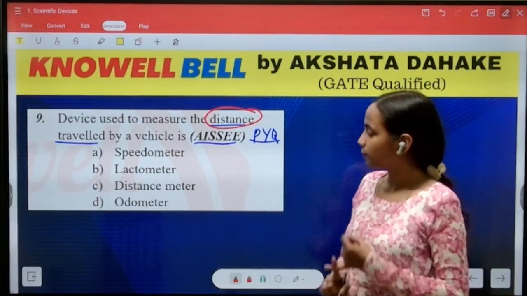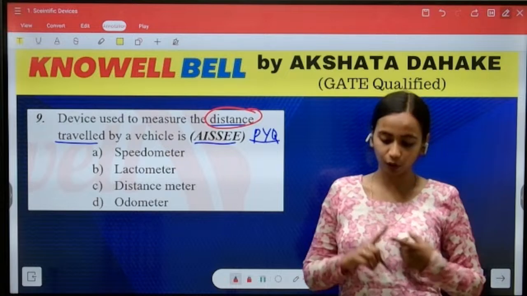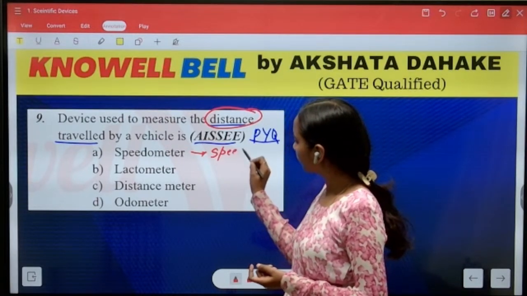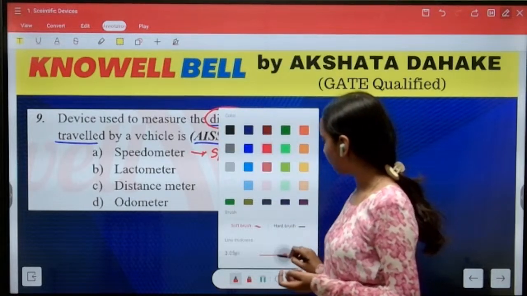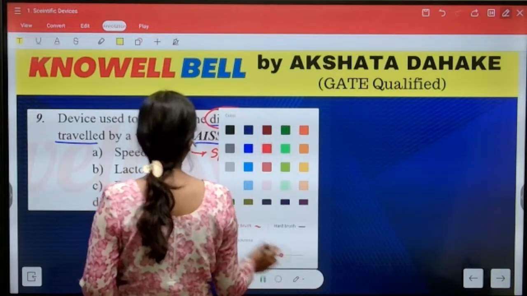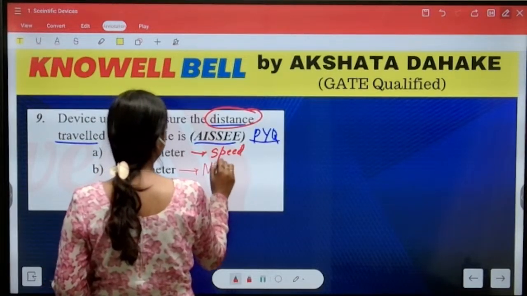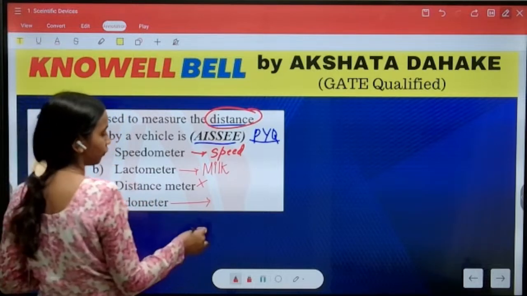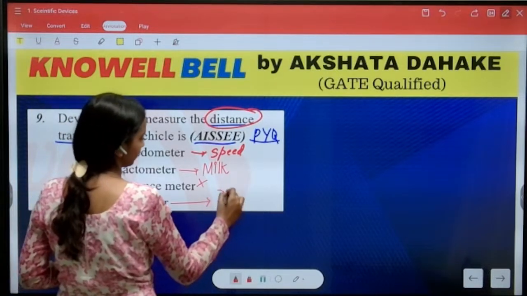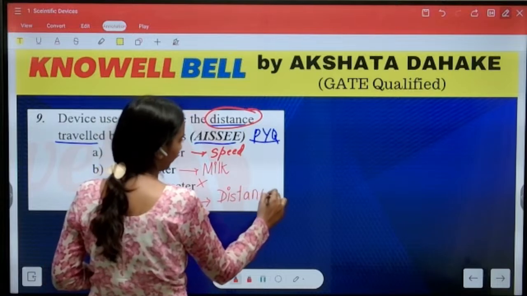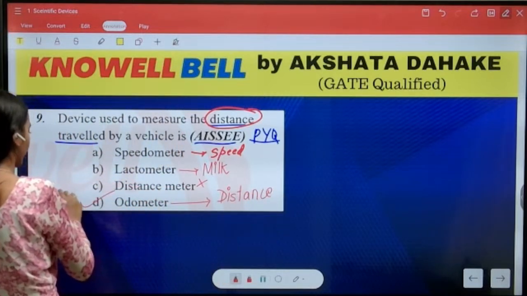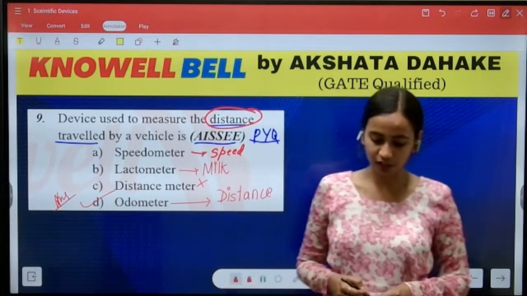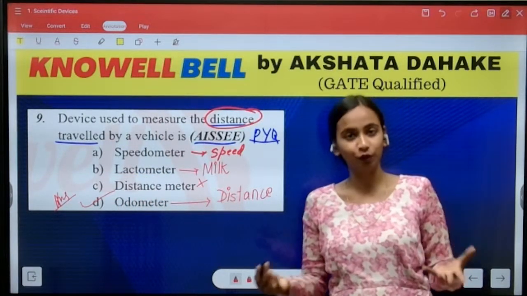You have to keep in mind speedometer, lactometer, distance meter or odometer. We have already discussed speedometer is associated with speed. Speedometer किसके लिए है? Speedometer is for speed. Lactometer is for milk. Distance meter हम use नहीं करते हैं. Odometer is for distance. Distance traveled by a vehicle, किसी vehicle से कितना distance travel हुआ है? Which device will help us to measure it? Odometer helps us to measure the distance traveled by a vehicle. No, distance meter is no device, Raman.